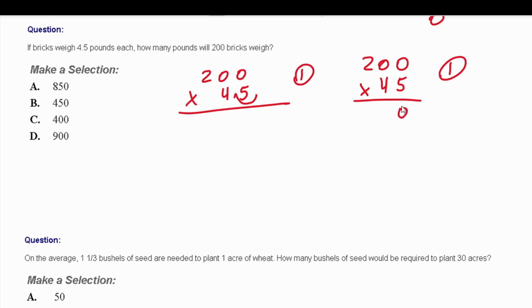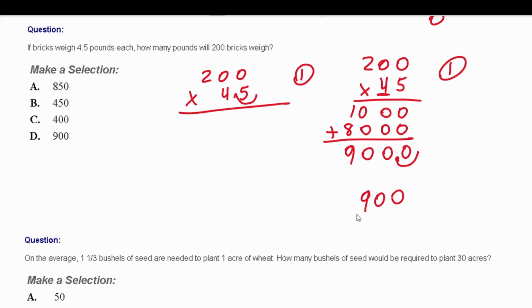0 times 5 is 0. 0 times 5 is 0. 5 times 2 is 10. Okay? Before we start multiplication with this 4, we have to drop in a 0 placeholder. 4 times 0 is 0. 4 times 0 is 0. 4 times 2 is 8. And this becomes 0 plus 0, 0 plus 0, 0 plus 0, 1 plus 8, which is 9. Shift our 1 decimal back in, and we can see that this is 900. So 200 bricks, they weigh 4.5 pounds each. It's a total of 900 pounds.